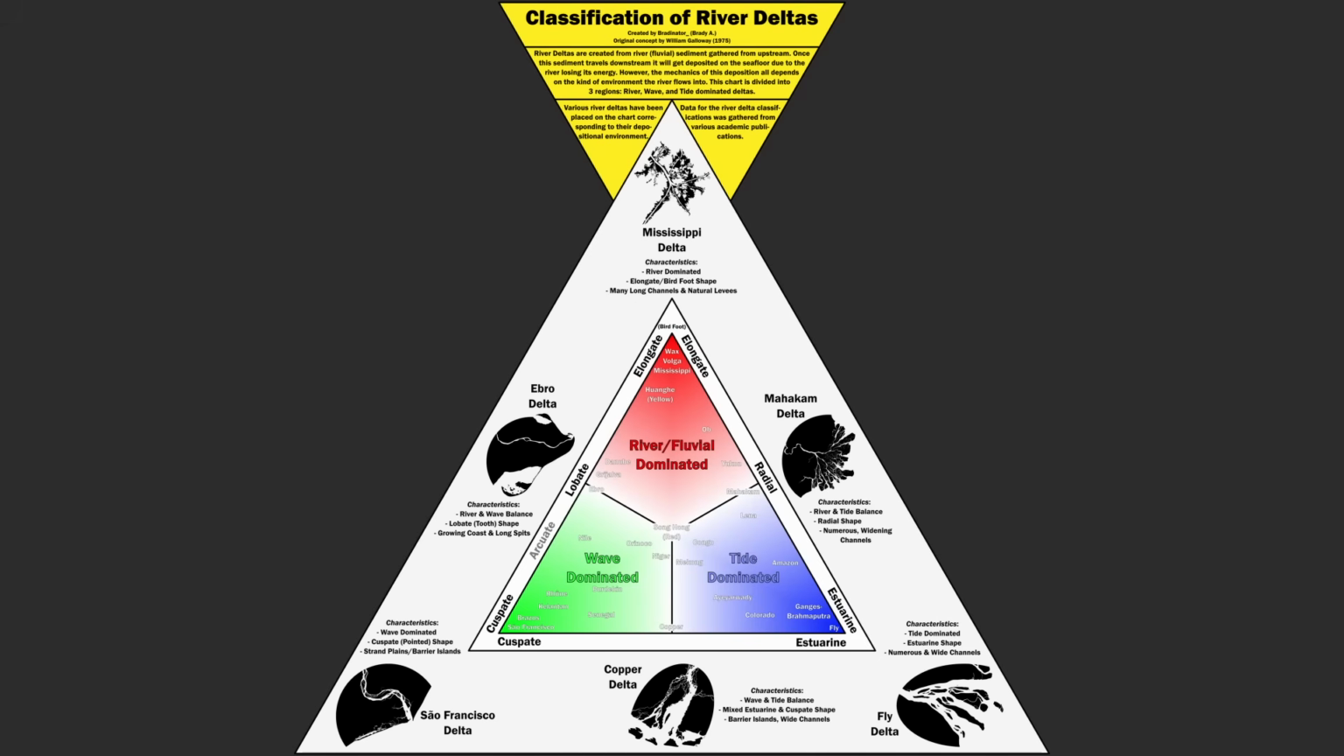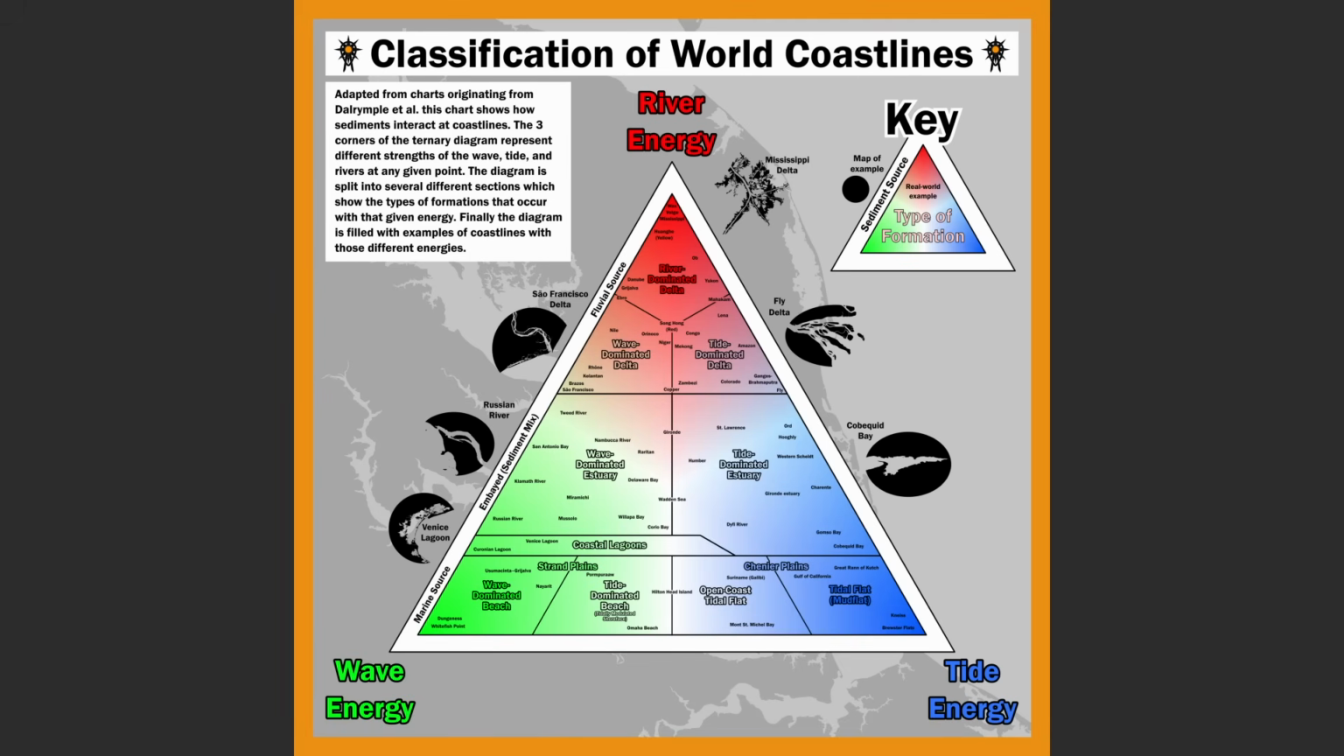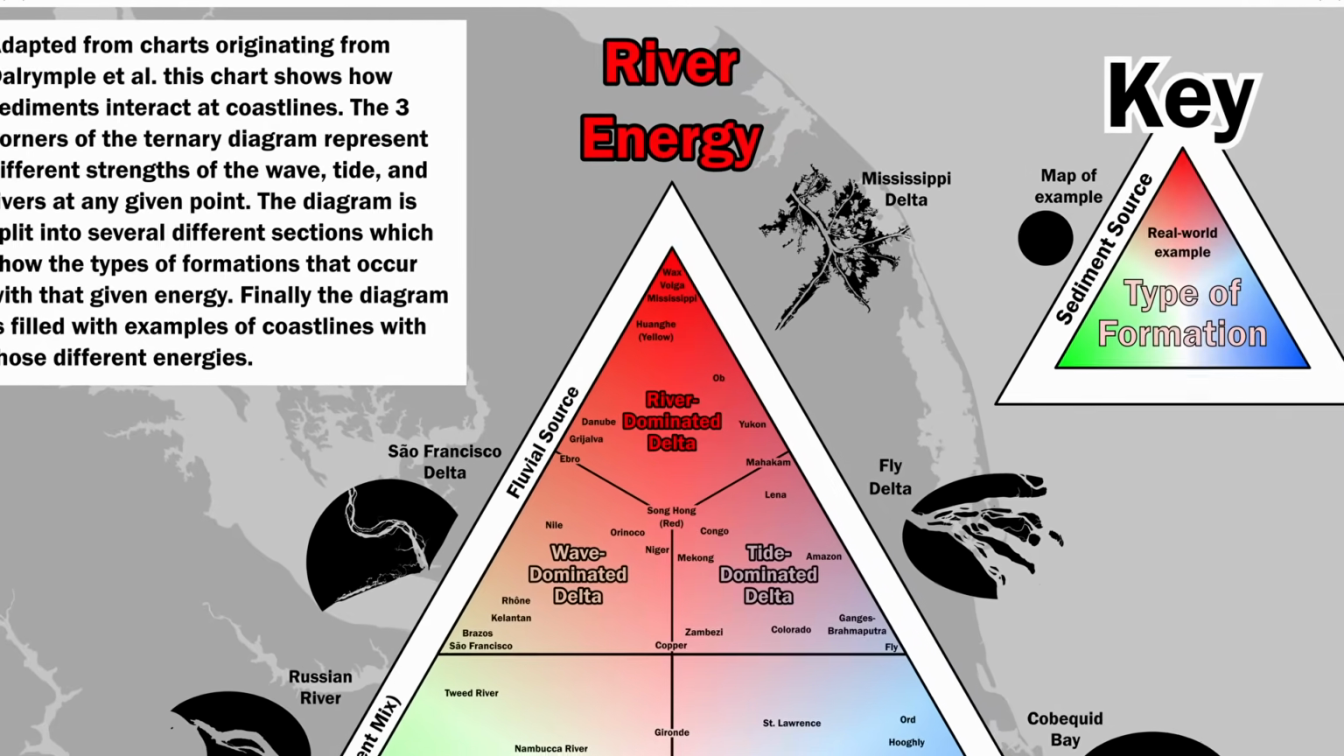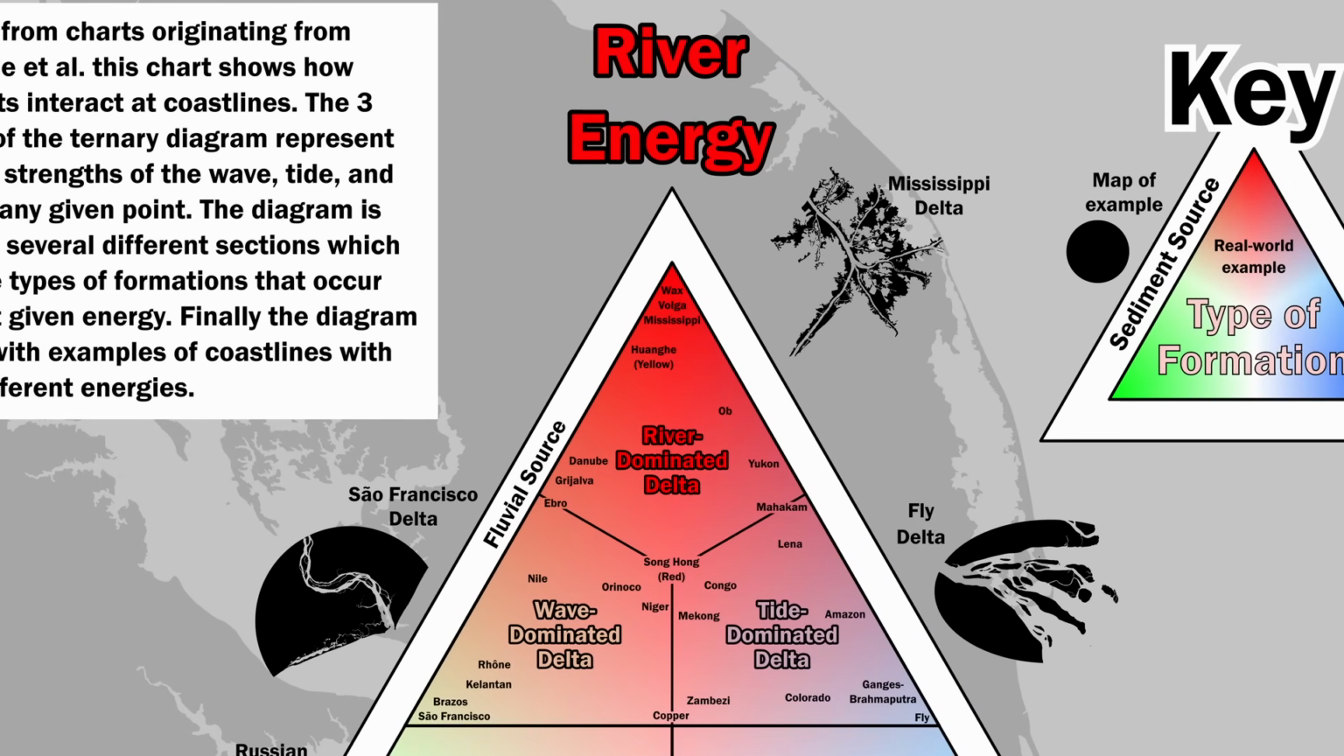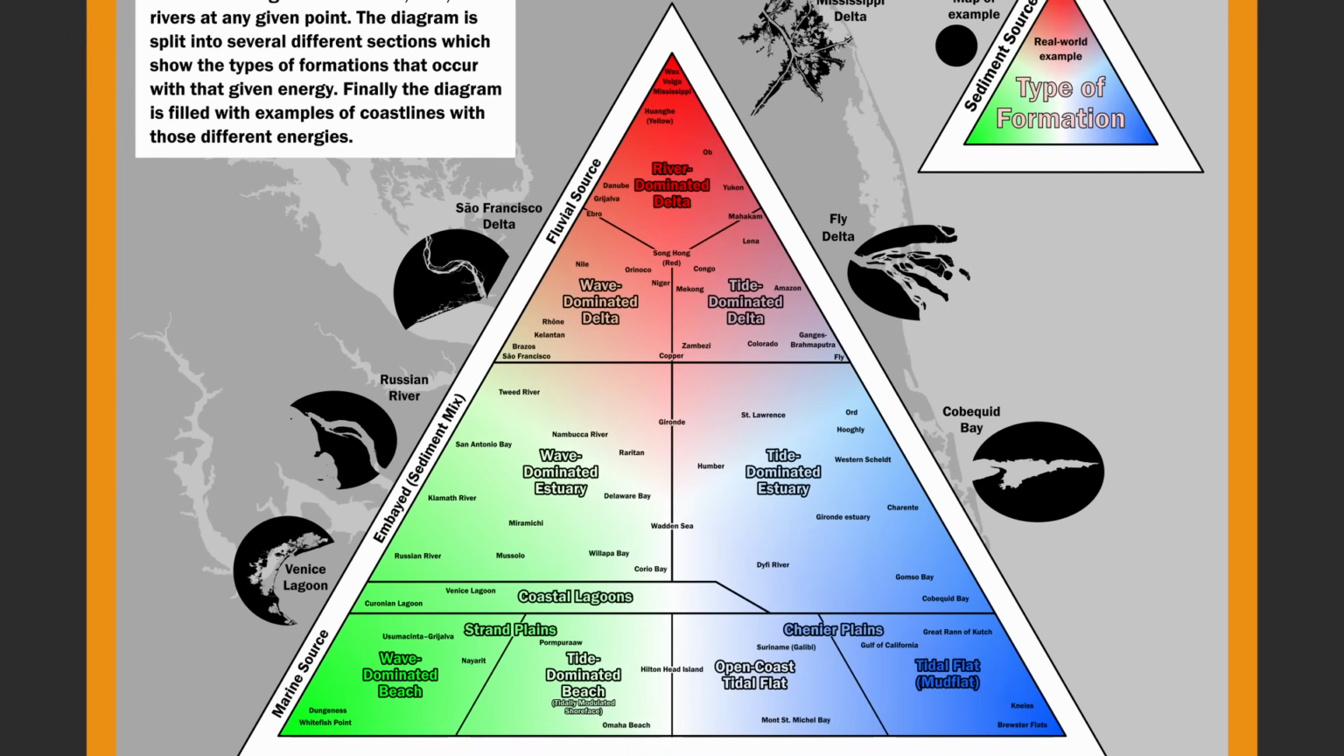But there was something about this diagram that I didn't include, and that is the fact that there is so much more to coastlines than just river deltas. So let me now introduce the updated Classification of World Coastlines chart. This chart includes the river delta section, but this is only the top part of the triangle diagram. As you can see, there are many more sections which depend on the presence of wave, tide, and river energy.